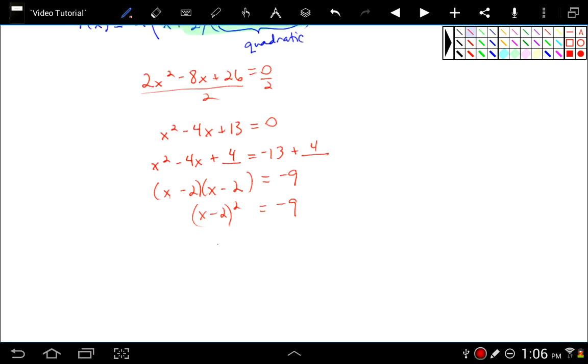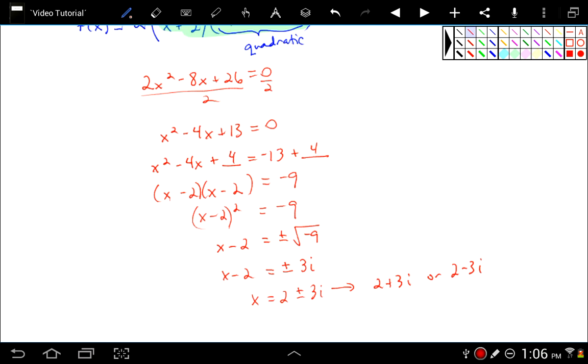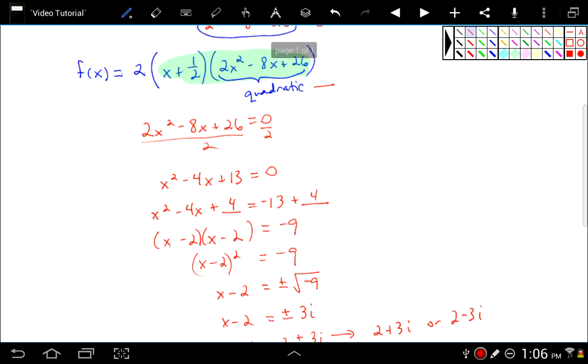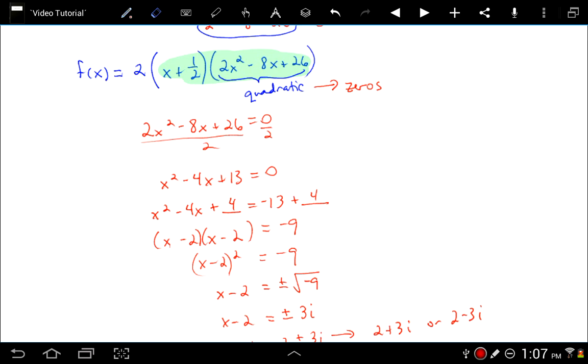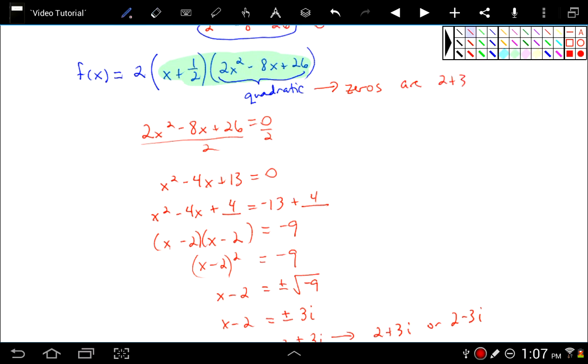Take the square root of both sides. The square root of negative 9 is 3i, so I've got plus or minus 3i, and then add my 2. So what I have is 2 plus 3i, that's one of my zeros, or 2 minus 3i. Okay? So let's keep those in mind. If I come back up here, the zeros of this guy are 2 plus 3i, 2 minus 3i.